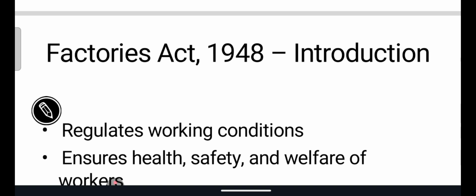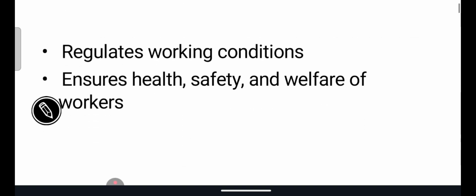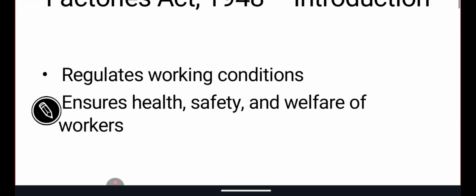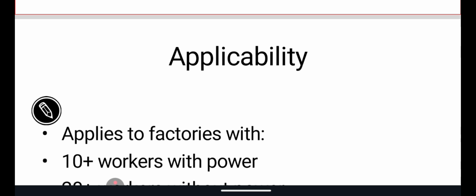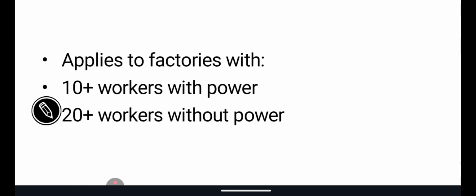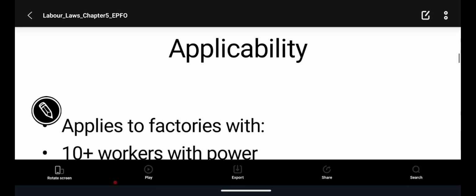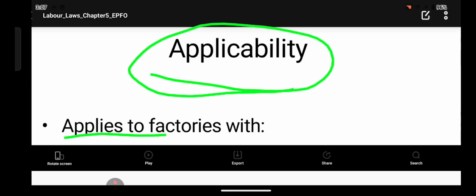What does it say? It regulates working conditions. What are the things that come under this one? Number one is that it regulates working conditions and ensures the health, safety, and welfare of workers. Applicability: it applies to factories with 10 plus workers with power, 20 plus workers without power. Applicability is one of the most important things we should understand, how it gets applied.